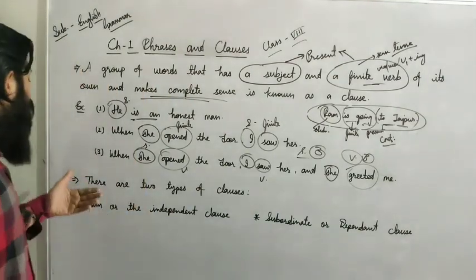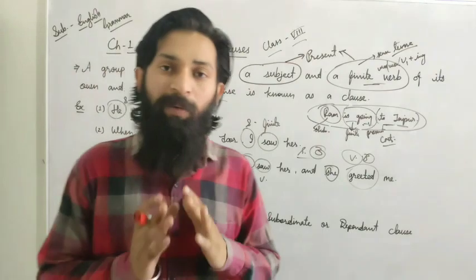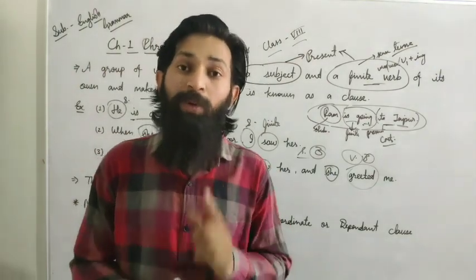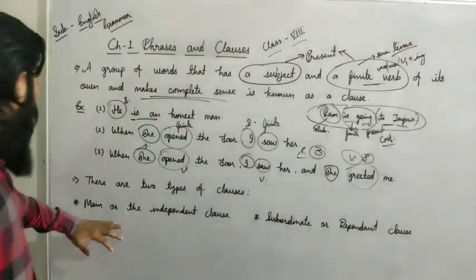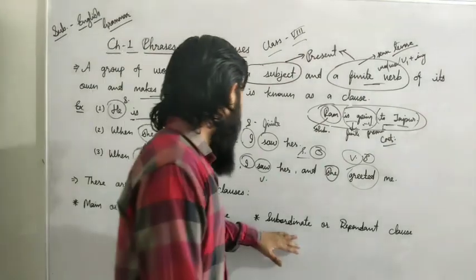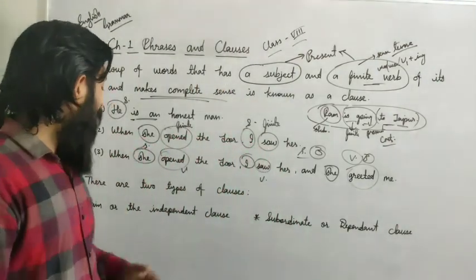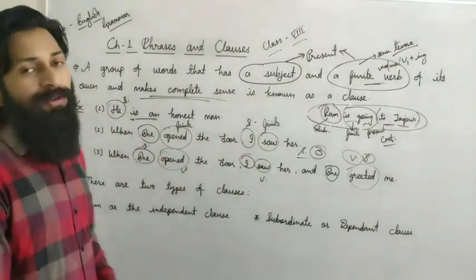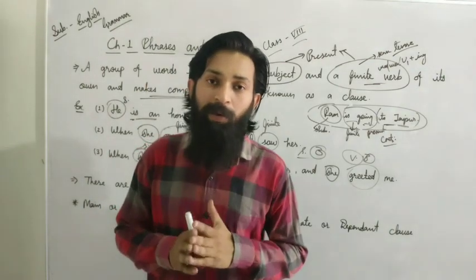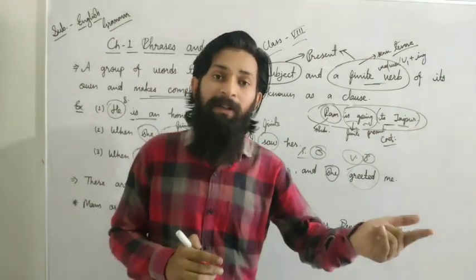Dear students, now we will talk about types of clauses. If we talk about types of clauses, then we can say that there are two types. First one is the main or independent clause, and second one is the subordinate or dependent clause. If we talk about the main or independent clause, it is that type of clause which is independent, not dependent on anyone else.